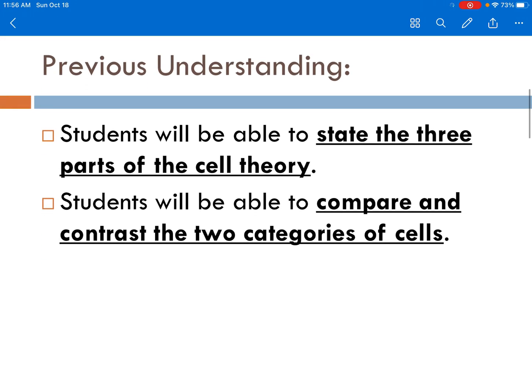So some of the previous understandings that we're hoping you remember from 7th grade life science, which if you don't, since it's been a while, that's why we're reviewing it right now. We want students to be able to state the 3 parts of the cell theory, and then we want you to be able to compare and contrast the 2 categories of cells.